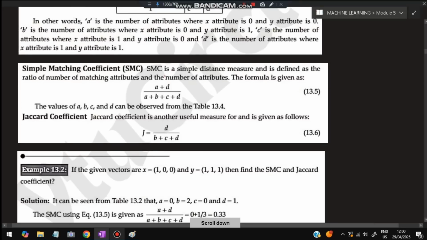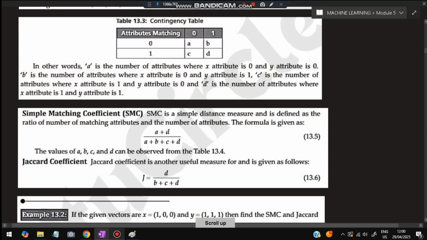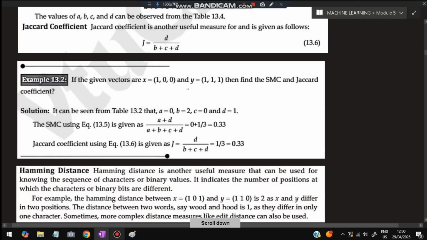Let's take an example. Using this contingency table we will find out the values of a, b, c, d, and find out the SMC, which is the simple matching coefficient, and the Jaccard coefficient. These two things we will be finding out using these formulas. If we see an example, all the things will be clear here.